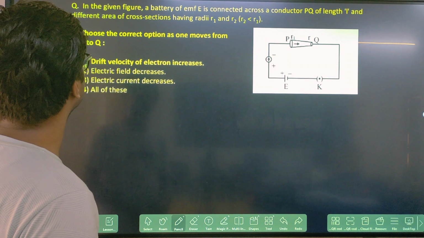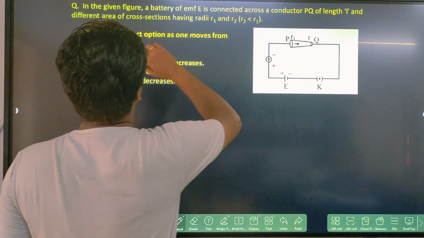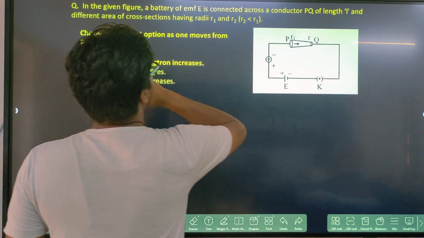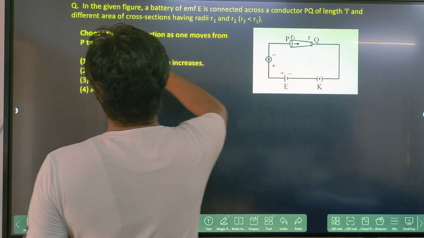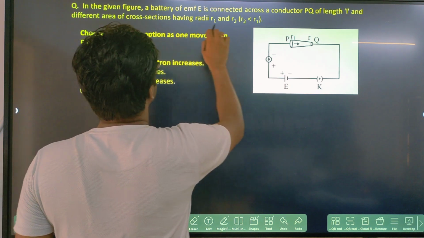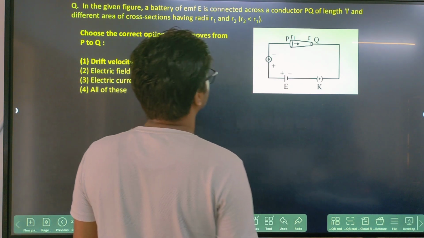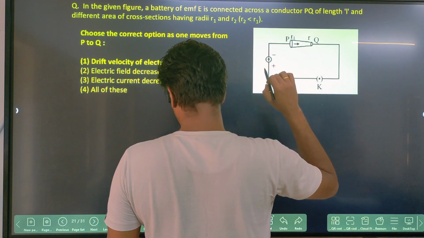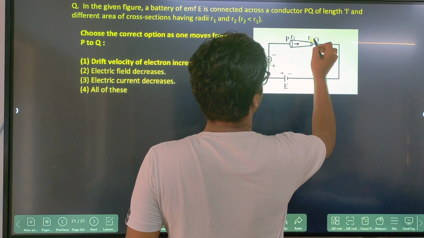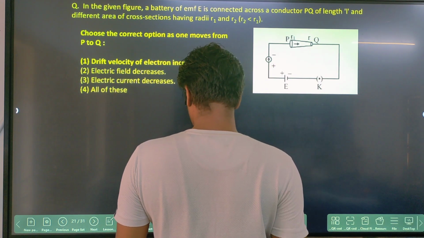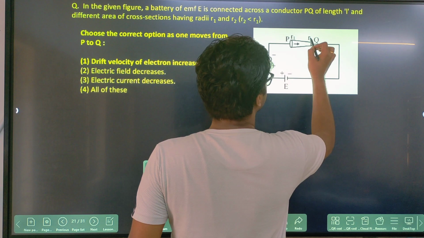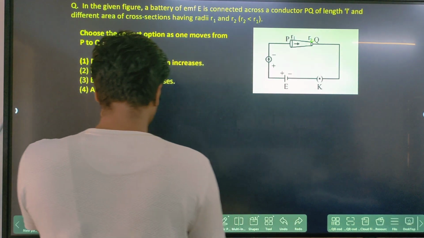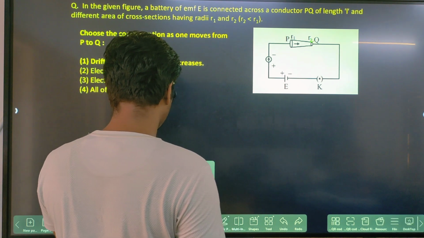Now go for this question. In the given figure, a battery of EMF E is connected across a conductor PQ of length L and different area of cross section having radii R1 and R2, right? Sorry, this is basically your R2 and this is basically your R1, right? So you see here, this is the opposite of the same thing, right?